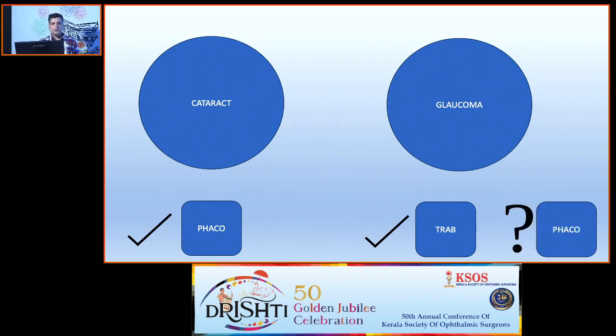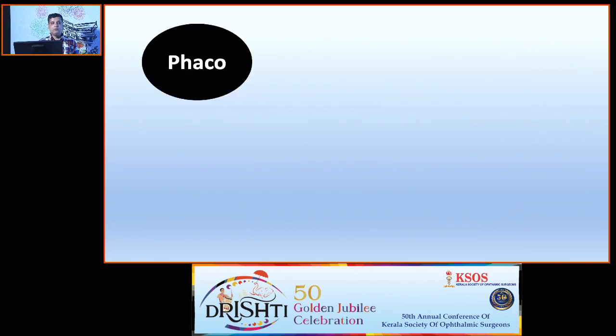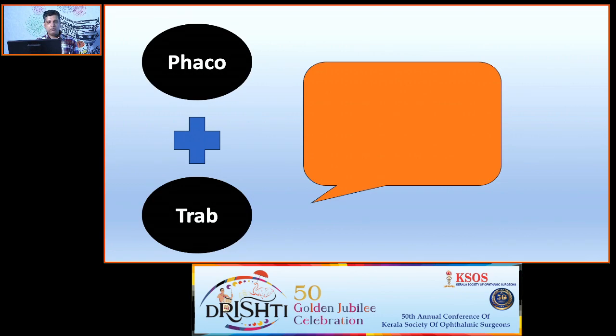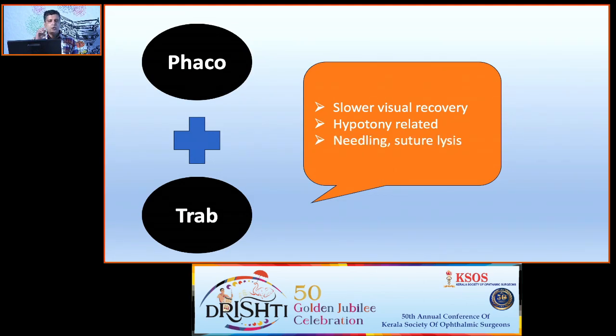That's the basic question. If Phacotrab was such a simple procedure and it was as predictable as phaco, obviously there is no confusion. We would do Phacotrab in every patient to get low pressures. But the problem is when you add trab onto phaco, you also invite a lot of complications. Generally, Phacotrab eyes tend to have slow visual recovery. They also invite a lot of trab complications like hypotony-related complications. And if you don't have complications, you are more likely to encounter multiple small procedures in the post-op phase.